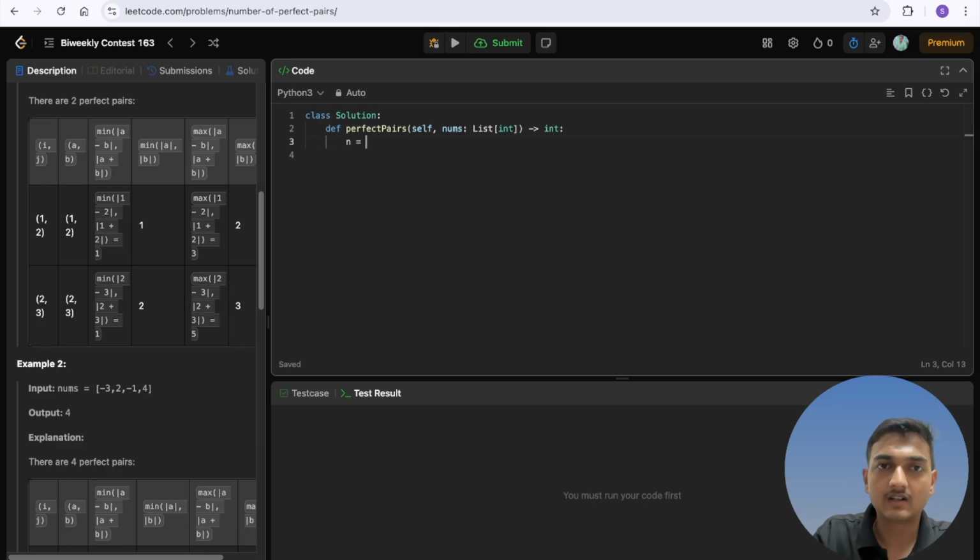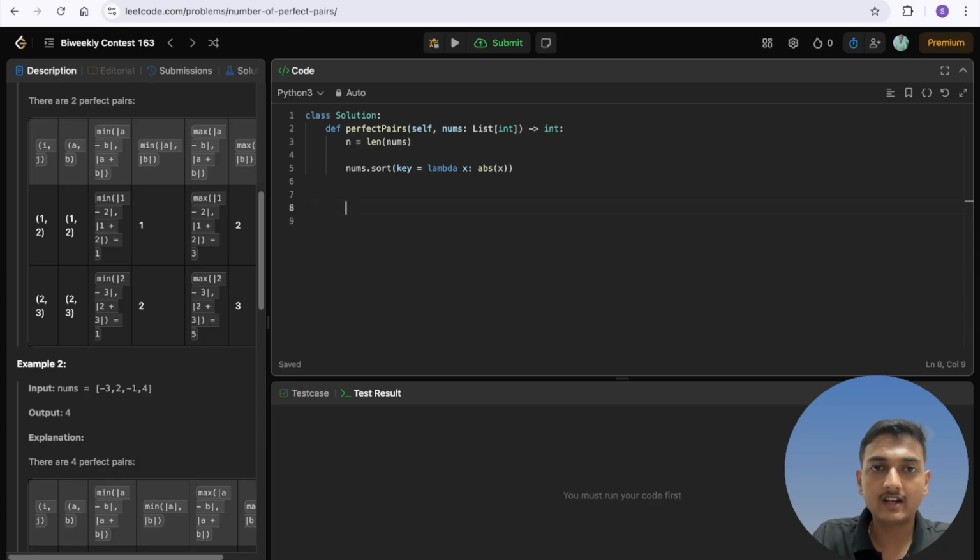So n would be the length of nums. First of all, I need to sort my array based on absolute values. In Python, I can write key equals lambda x, absolute value of x. The equivalent C++, Java, and JavaScript code is in the description. If you write in those languages, please make sure you watch those along with this. So what is the next thing I need to do?